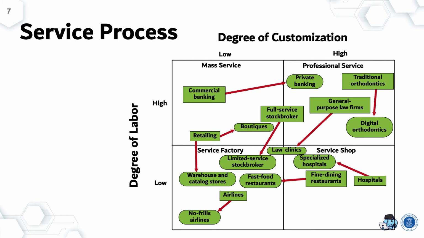In between those two categories, we have service factory, which has a low degree of labor and low degree of customization, like a fast food restaurant, and professional service, which has a high degree of labor and high degree of customization, like private banking.